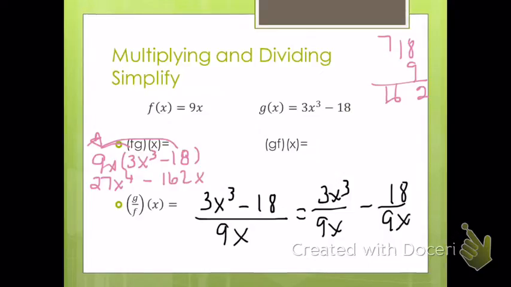So 3 over 9 is the same as 1/3. And we have division, so what do we do with our exponents? Subtract. And it's bigger, it's heavier on top, so this is going to be the x squared. 18 divided by 9 is 2. Where do you think the x goes? On the bottom. There isn't an x on the top to divide it with. Okay? So x squared minus 2 divided by the 3x.